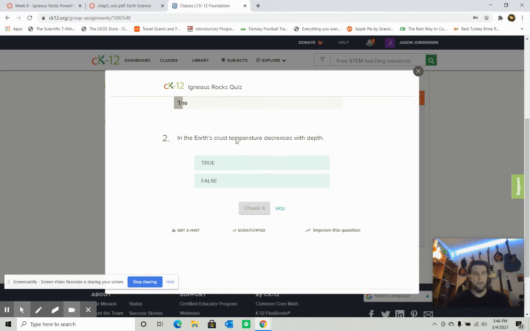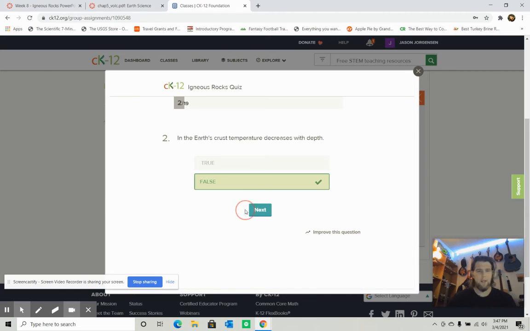So if I go back to CK12, does the temperature decrease with depth? Does it get colder as I go down? Nope. It gets hotter. So I'm going to say false. I'm going to say check it. It's going to give me the right answer. And so that's why I say it's always beneficial to have these up at the same time, to always go back and forth.